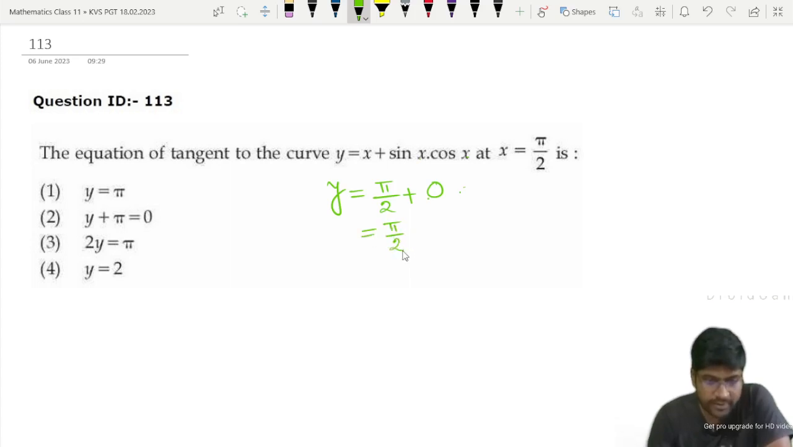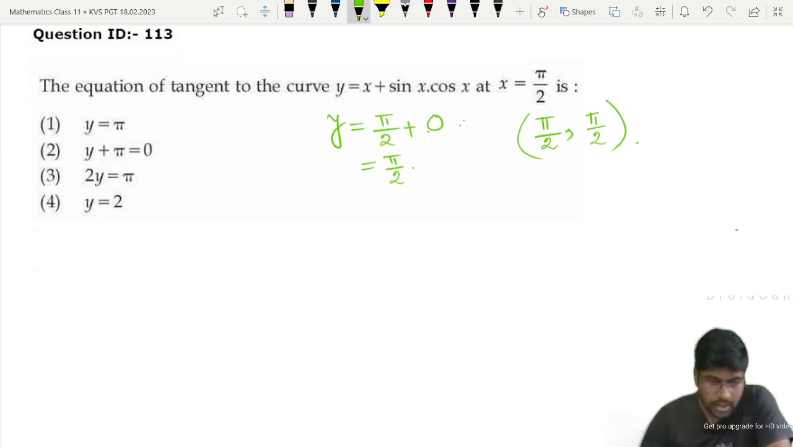Okay. So the required point at which we have to find the equation of the tangent is pi by 2 comma pi by 2. Okay, at this point we have to find the equation of the tangent. Now how do we find the equation of the tangent?